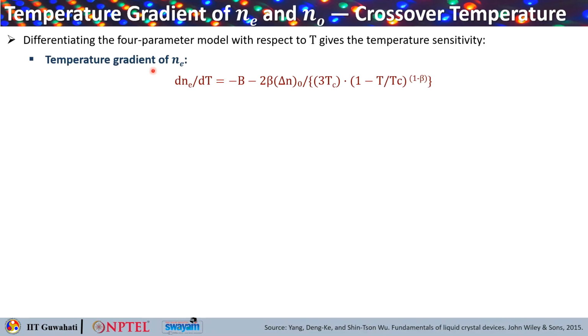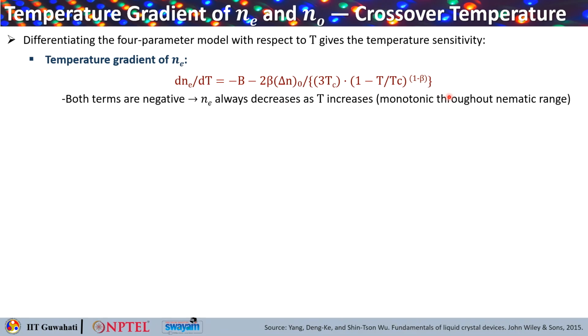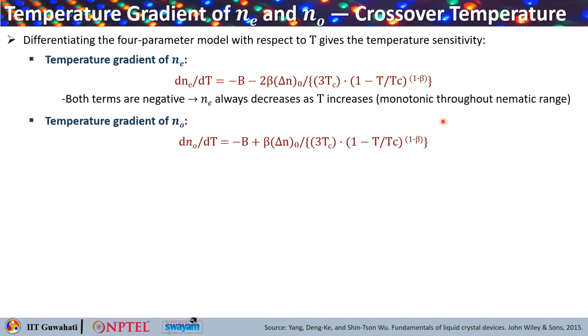Now, differentiating the four parameter model with respect to T will give you the temperature sensitivity. So the temperature gradient of Ne will be dNe by dT. This is what you will get if you take the derivative. You will see that both terms are negative, so Ne always decreases as temperature increases, monotonically throughout the nematic range.